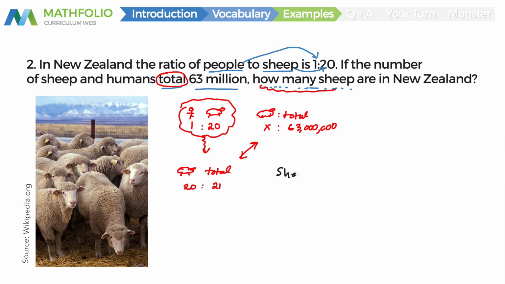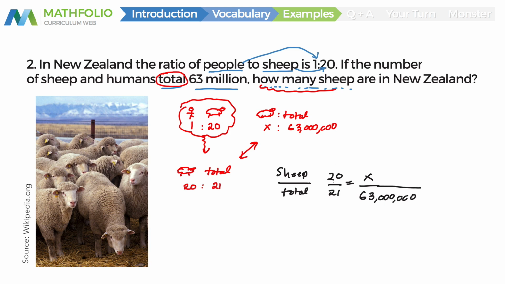So we've got sheep all over total, and this is crucial to always set up this ratio to stop you from flipping one of the ratios in the proportion and getting it the wrong way. Now it doesn't matter if you put total on top and sheep on the bottom, but you must be consistent. So I've got sheep on top, so it should always be sheep up there. So the basic ratio that I've got is 20 sheep compares with 21 total things. So that's the sheep and the people. And I'm going to let that equal X, the number of sheep, per 63 million.